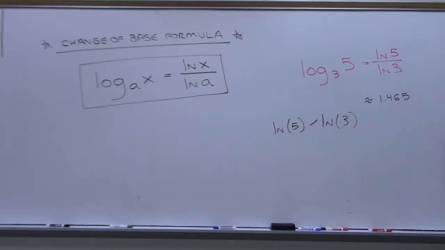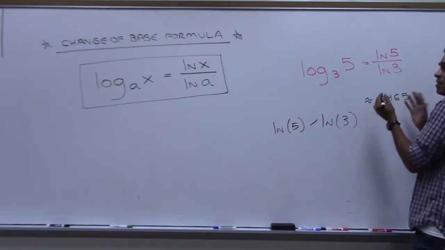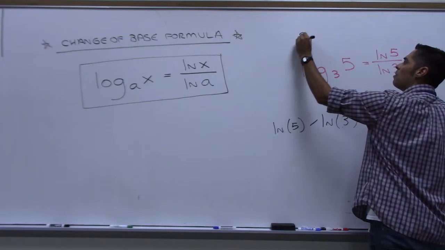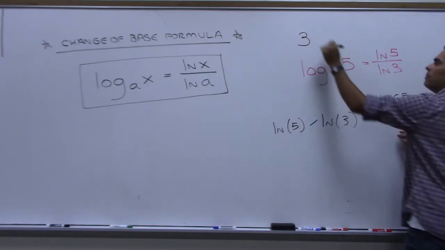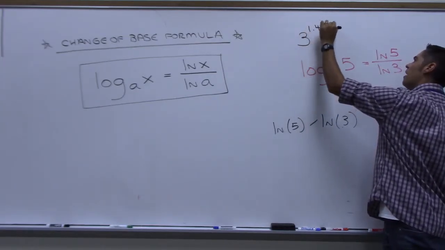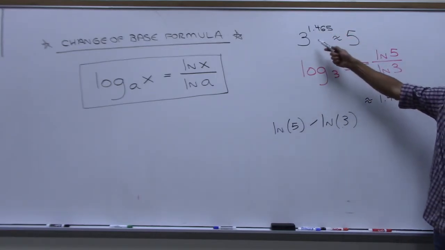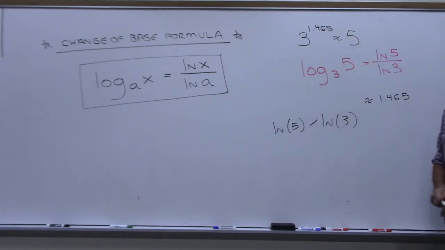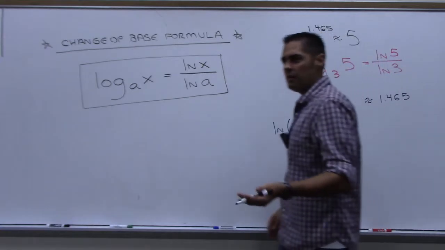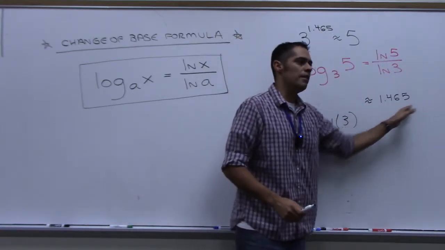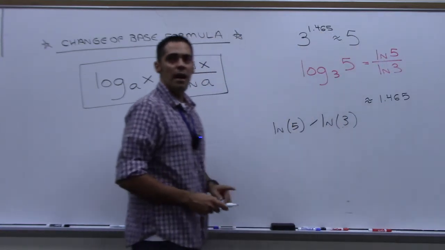So that's it. This is really a nice thing because what we're saying here is this. If you take 3 and raise it to this number, 1.465, it should be approximately 5. So someone double check that. On your calculator, take 3, raise it to 1.465. I bet you it's really close to 5. 5.0014. Okay, and depending on how many decimal points you go here, you'll get closer to 5.